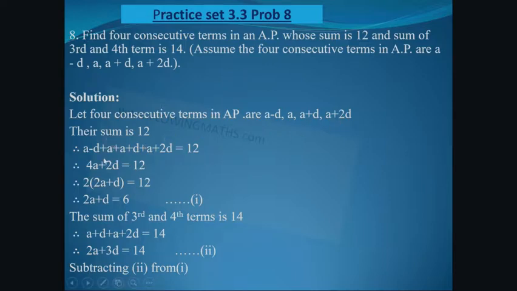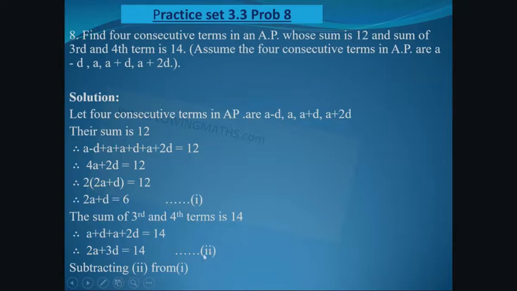So these are the 4 consecutive terms. The sum is 12. So if you add this up, you get 4a plus 2d is 12. Or 2 into bracket 2a plus d is 12. So 2a plus d is 6. Now sum of the third and fourth term is 14. Third and fourth term, when you add a plus d plus a plus 2d is 14. That is 2a plus 3d is 14.